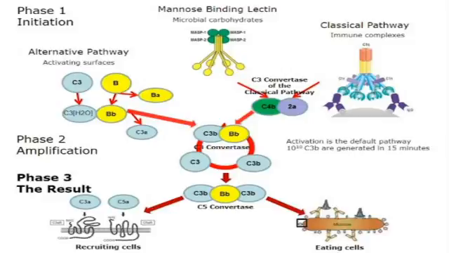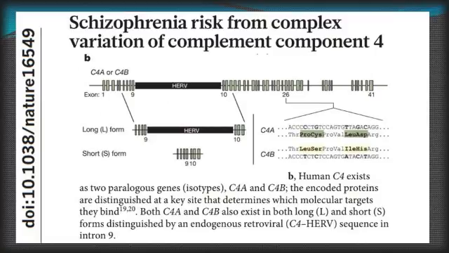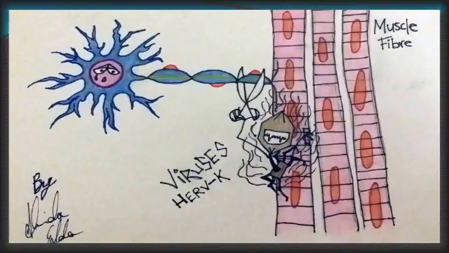And when we look at C4 of complement, which makes the C4BP, we see that there is a copy of HERV-K that lives on C4. So there's a huge overexpression of C4 because of the crippled initiation and amplification of complement.